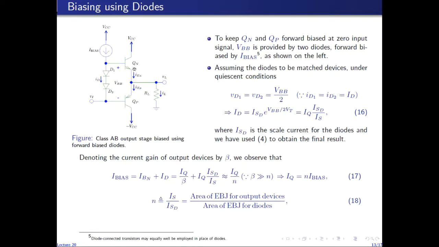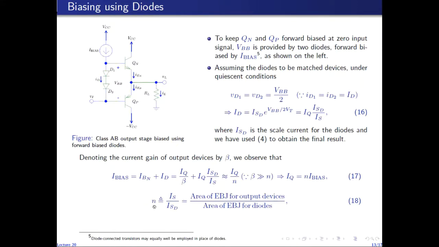So Q1 will contain IQ, QP will contain IQ, and the base drive of Qn is then its collector current divided by beta. So under quiescent conditions, IBN is IQ divided by beta, and ID is given in this equation to be IQ times IST over IS.